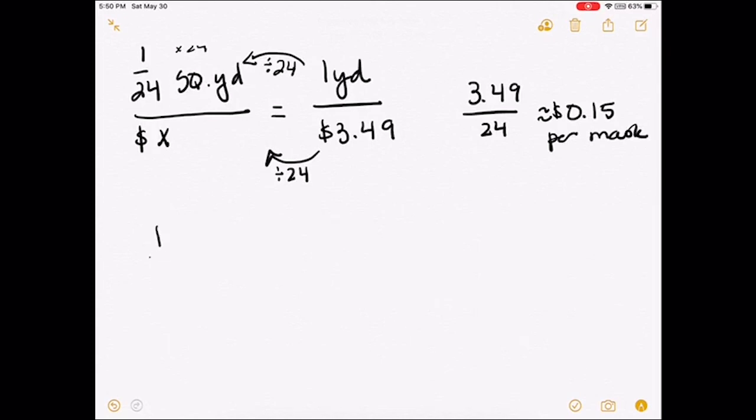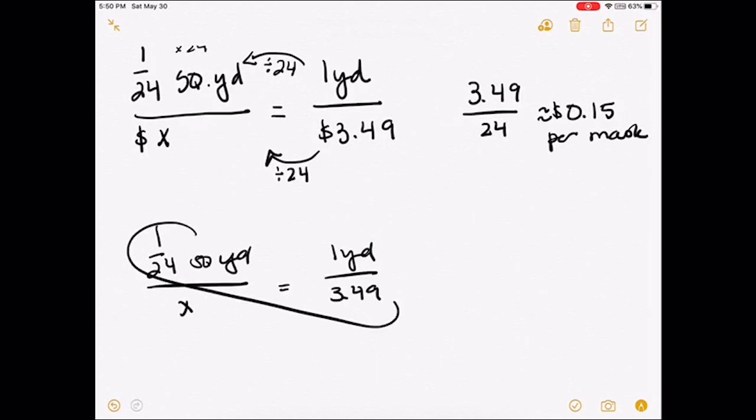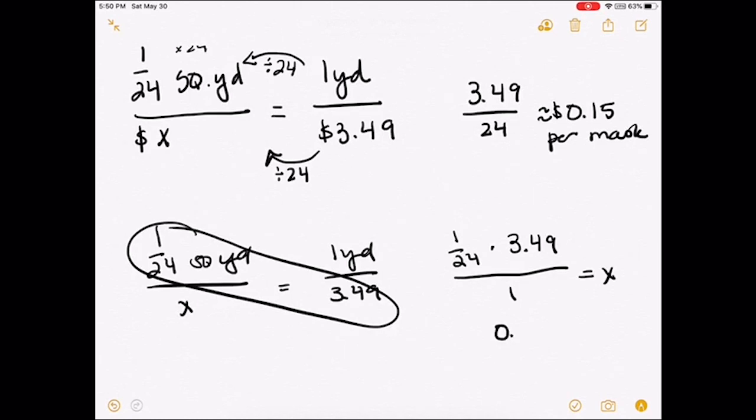I can do that also with cross products, and just multiply those two. 1/24 times $3.49, then divide that by 1, and that will still give us about 15 cents per mask.